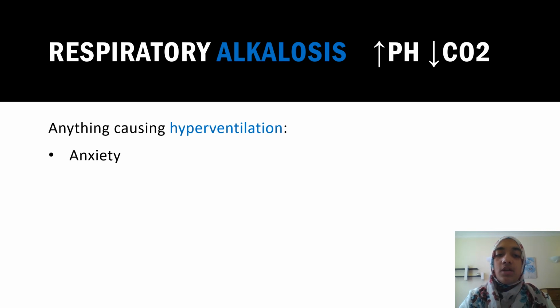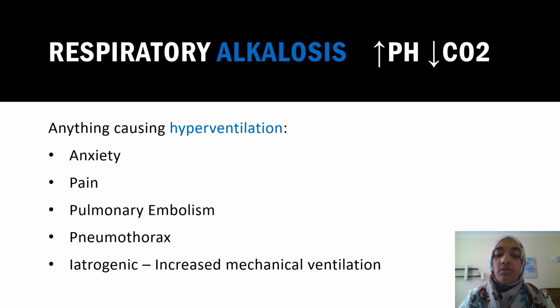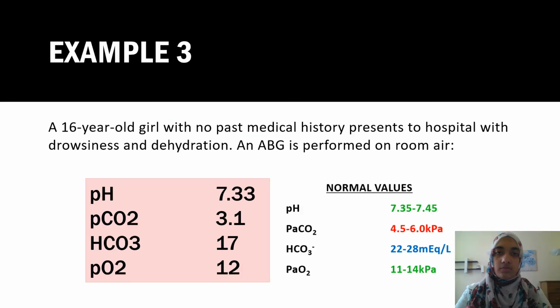So some of the things that cause hyperventilation are things like anxiety, pain, a pulmonary embolism, a pneumothorax, and iatrogenically, for us ventilating patients too quickly. In this scenario, we had a young woman who was breathless with low oxygen saturations. This suggests that she might have had a pulmonary embolism or a pneumothorax. It could have been anxiety, but anxiety wouldn't cause low oxygen saturations, so wouldn't match with the overall clinical picture. So let's now talk through another example.